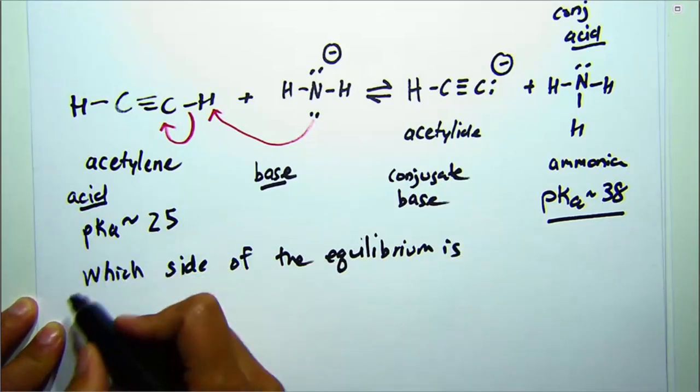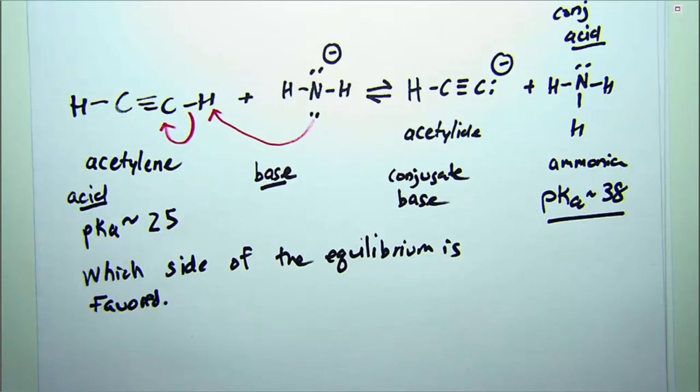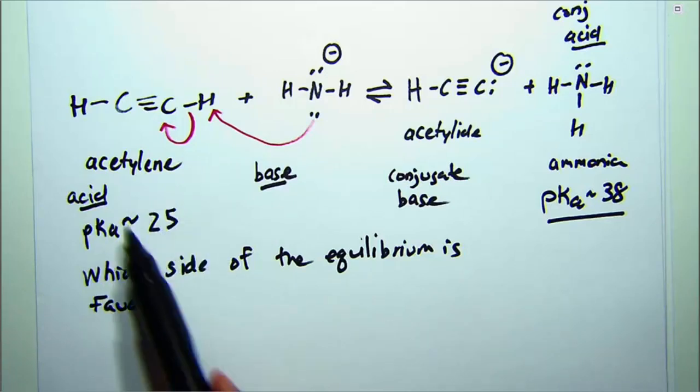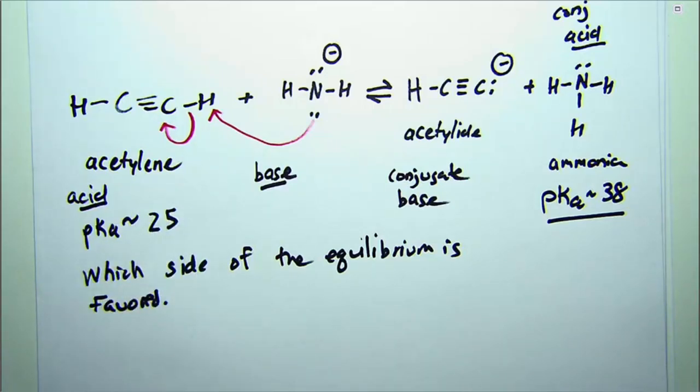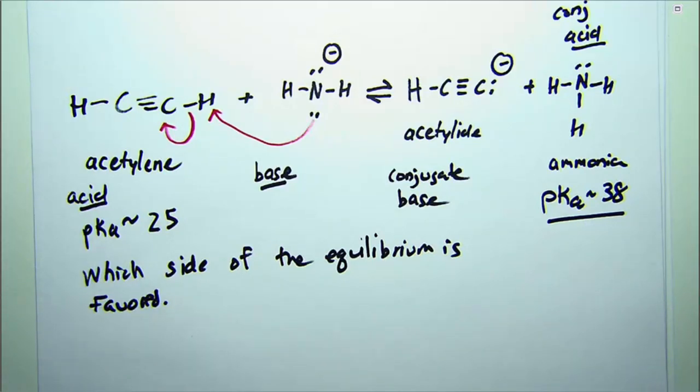You guys are really quiet out there today, but we can have a vote with the 3 students that are actually here. So which side of this equilibrium do you think is favored? All right, so we've got one side that has a formation of an acid that has a pKa of 25, and the other side has an acid formation of pKa 38. So comparing these two acids, which side makes the weaker acid? Is acetylene a weaker acid or ammonia?